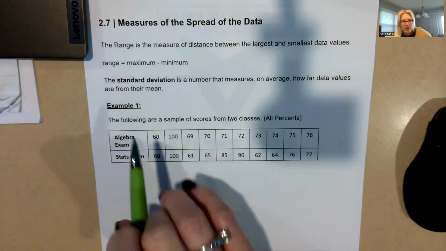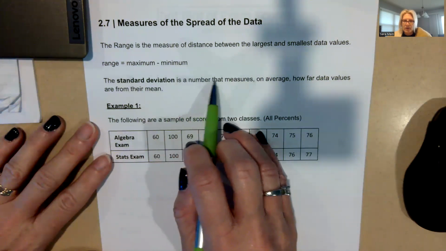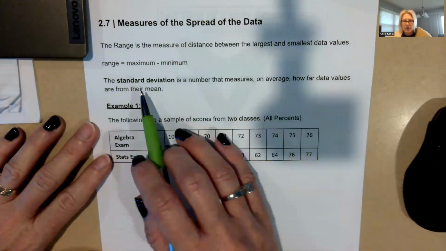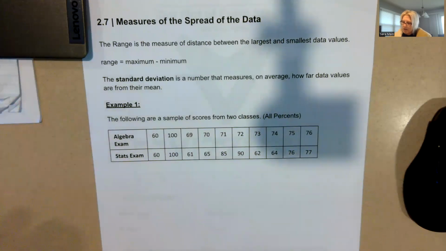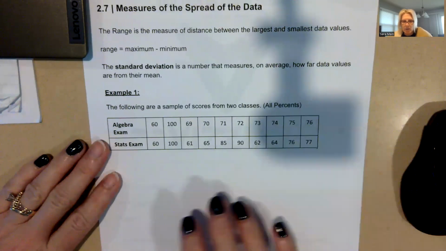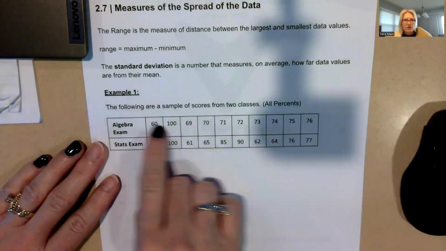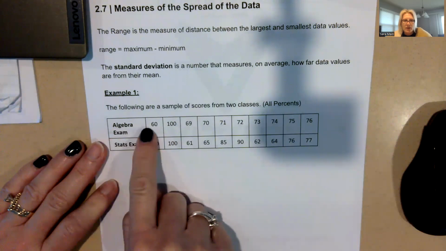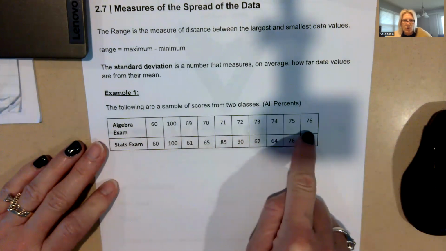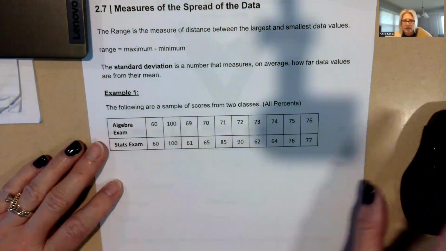We are also going to look at something called the standard deviation. It is the number that measures, on average, how far data values are from the mean. So let's look at two sets of data so that we can see the importance of the standard deviation, the range, and measures of spread. We're going to look at how students performed on an algebra exam versus how another set of students performed on a stats exam.